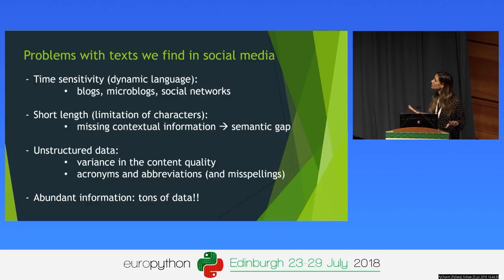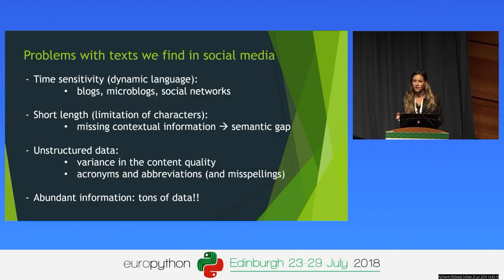Basically, the most important one is time sensitivity. As you know, Twitter, Facebook, Amazon reviews, and all of these sites have content which is dynamic. It means that it's constantly changing. People are constantly creating new content, and it's really difficult to build a model because you cannot decide on a set of parameters and expect it to work, because parameters are constantly changing. So this is the main problem we have in social media when analyzing the text.